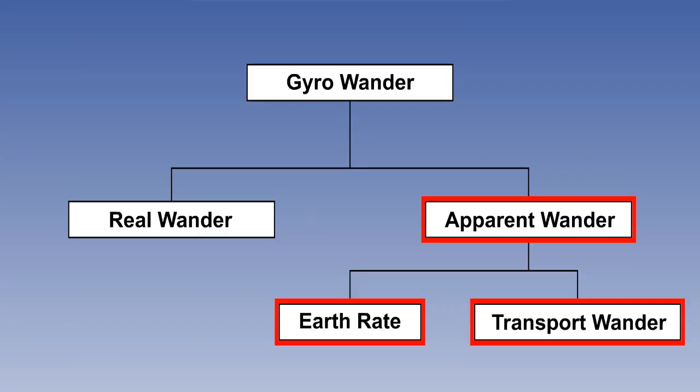This leaves us with apparent wander. You will remember that this is split into Earth rate and transport wander. They are both needed to stabilise the platform. We need to examine Earth rate in more detail to understand how INS alignment takes place, why it takes so long, and why the aircraft cannot be moved whilst it is happening. We also need to examine transport wander in more detail to understand how some types of INS errors are caused and why they have a sinusoidal waveform. These are the well-known Schuler errors.